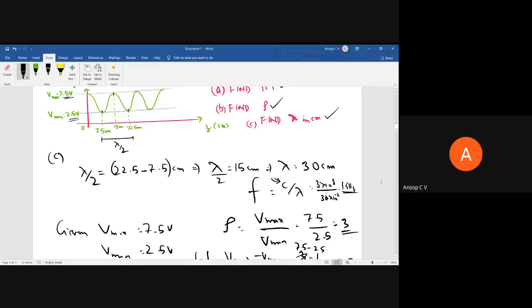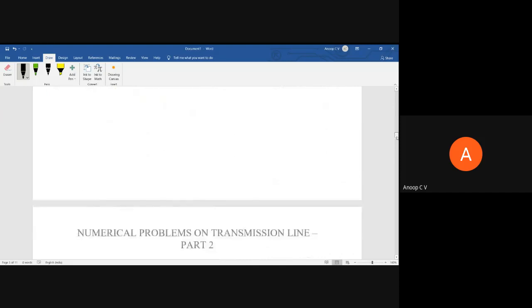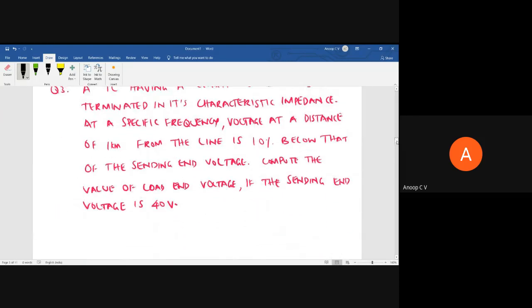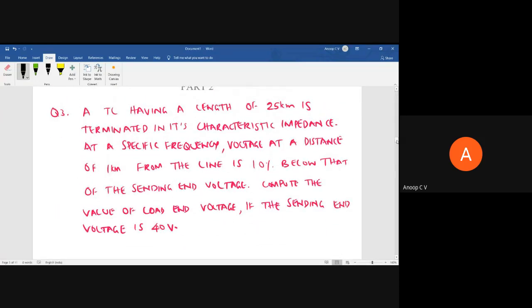Next problem. It's a bumper problem. So it's a 1 mark problem. I told you your notebook is one of the assignments. So I have a problem here. If you are able to solve this and tell me the answer, I'll give you 1 mark.